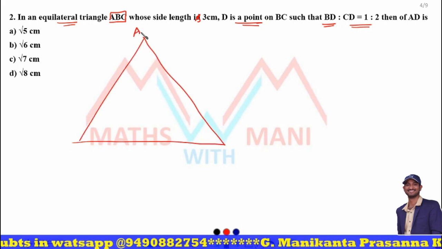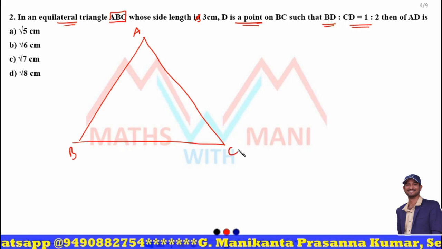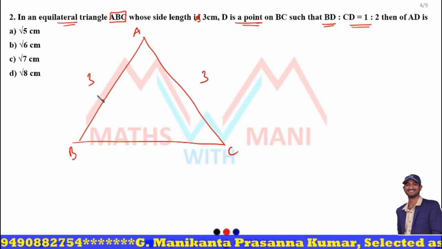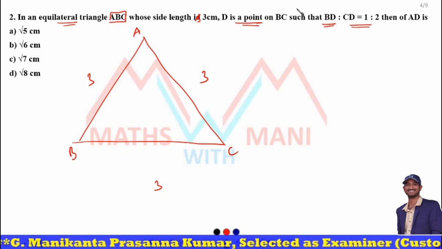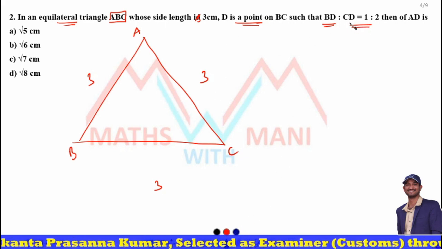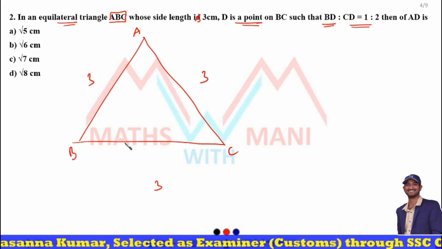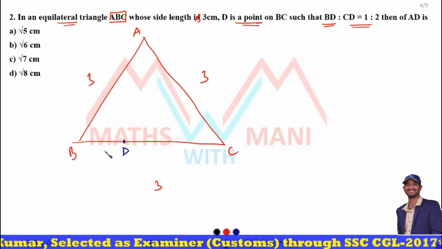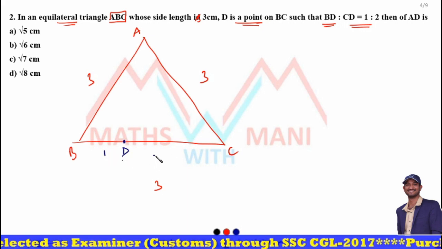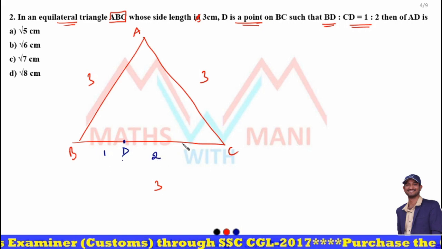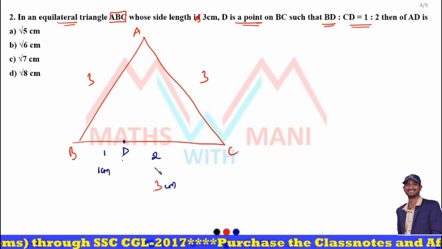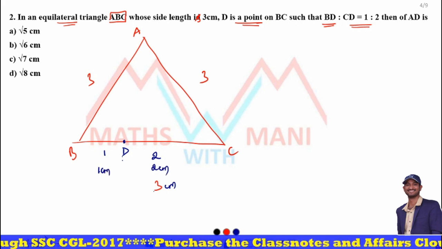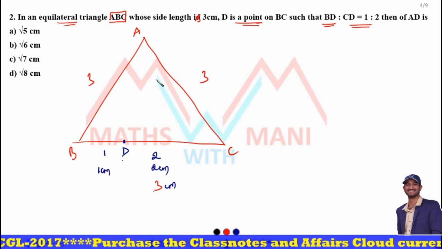This is ABC. It is an equilateral triangle of side 3 units. Okay, clear? Next, what happened? D is a point on BC such that BD is to CD is 1:2. That means BD is one part, CD is two parts. So 1 plus 2, total 3 parts is 3 centimeters. So what is one part? It is 1 centimeter, and the other is 2 centimeters. Okay. And what is the length of AD?